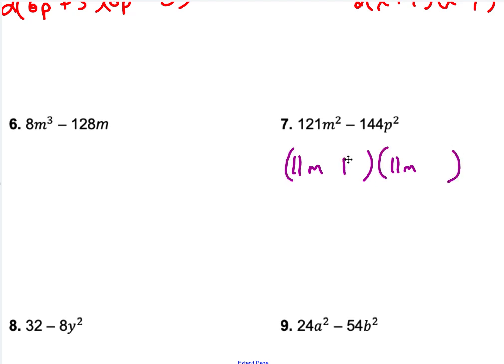144p squared is 12 times p and 12 times p. And because I want that middle term to drop out, I want one to be plus and one to be minus.